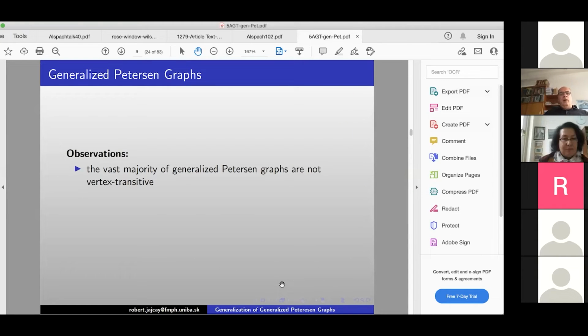Again, two observations that I will try to discuss further for the generalizations. The vast majority of generalized Petersen graphs are not vertex transitive. So yes, we have a wonderful family, but the majority of them are not vertex transitive. A significant part of the vertex transitive generalized Petersen graphs are Cayley. I don't want to go into precise numbers because that's basically number theory, but it would be meaningful to ask what's the precise proportion of the Cayley generalized Petersen graphs versus all the vertex transitive generalized Petersen graphs as the order increases to infinity. But that's basically number theory.